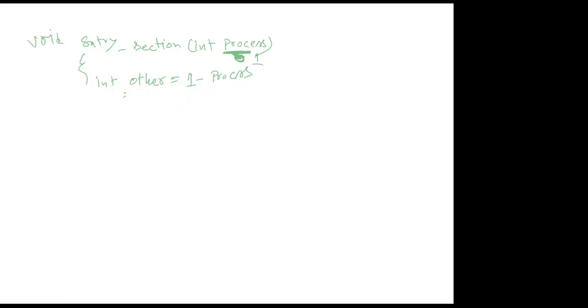1 minus process is referred to as the other process. I think you got it here. The other means that 1 minus process is the other process. Here the process is either the 0 number process or the 1 number process. When the parameter is 1, then the other process will be 0. When the parameter is 0, then the other process will be 1.